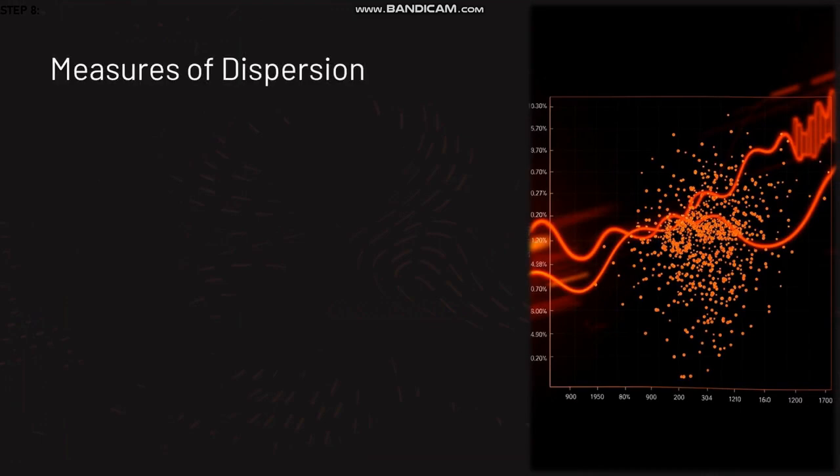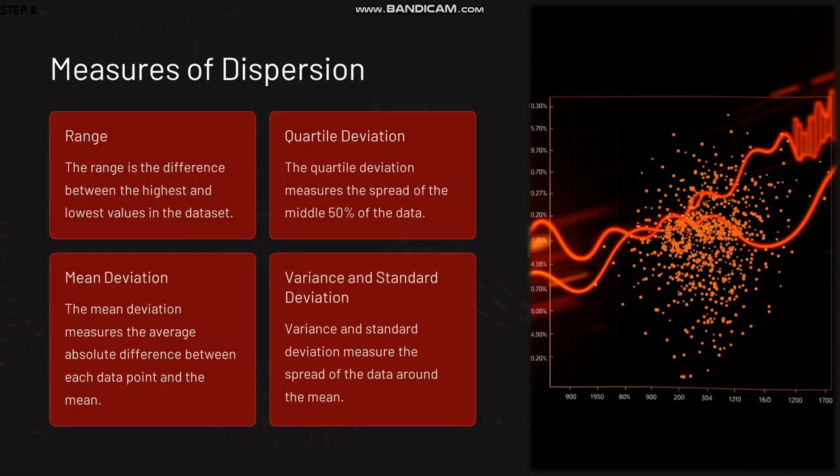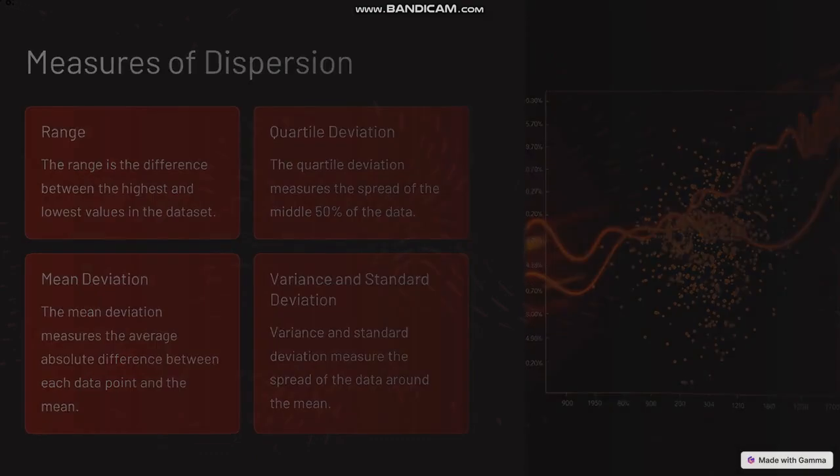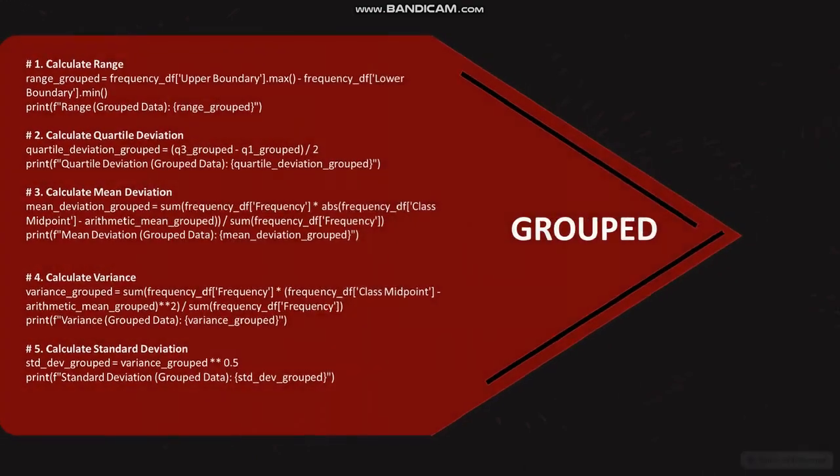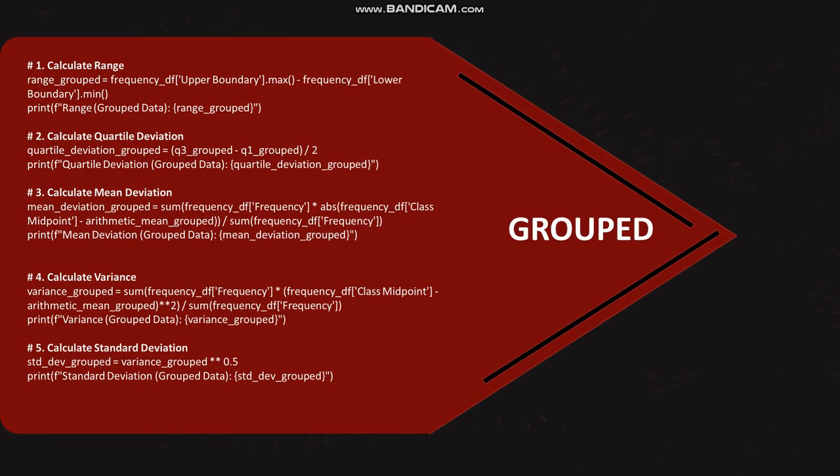Measures of dispersion. We have four main measures of dispersion: range, mean deviation, quartile deviation, and variance with standard deviation. All of these indicate the spread of data. In the next slides, we have the Python code implementation of grouped and ungrouped data of all of these four measures of dispersion.